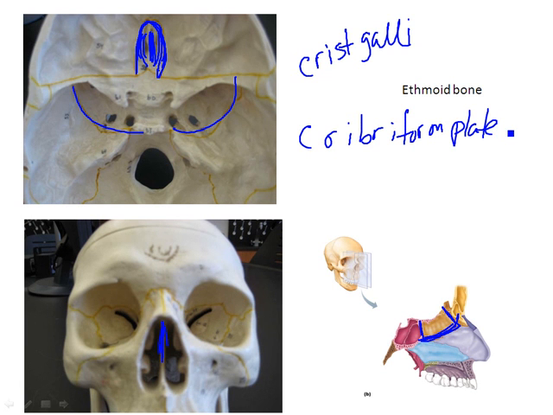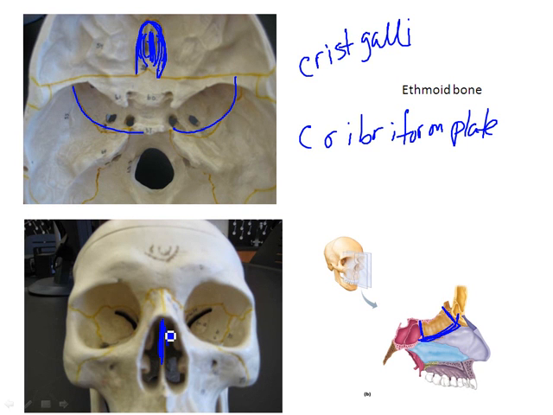Cribriform plate, and it's a little perforated. There are little holes inside the cribriform plate that allow the nerves from the olfactory nerve, your smell nerve, to go down into your nasal cavity so that you can smell. So that's your crista galli and your cribriform plate. They're part of the ethmoid bone. This perpendicular plate is part of your nasal septum. That's part of the ethmoid bone.